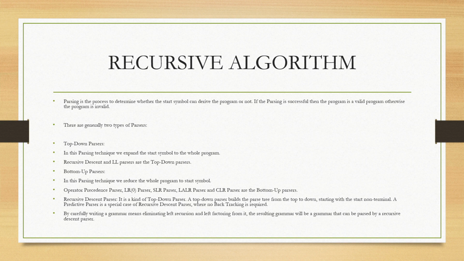Recursive descent parser. It is a kind of top down parser, where top down parsers build the parse tree from the top to the bottom, starting with a non-terminal. A predictive parser is a special case of recursive descent parser where no backtracking is required. By carefully writing the grammar, meaning eliminating left recursion and left factoring from it, the resulting grammar can be parsed by the recursive descent parser.